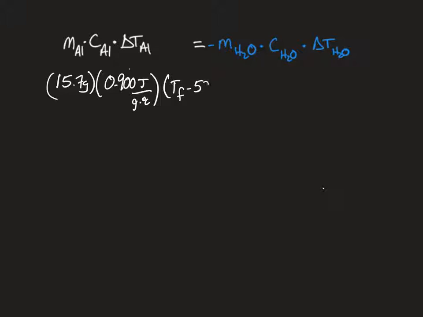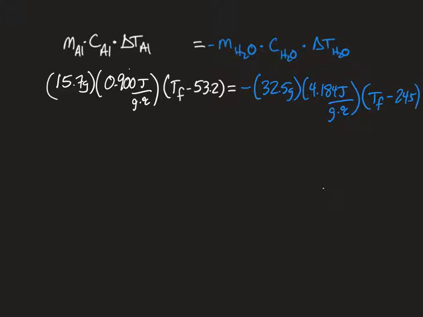So I'm putting in here the mass of aluminum, the specific heat of aluminum, which I looked up. I don't know the final temperature, but I know the initial temperature, so I can put that in for delta T. And then I can do the same thing for the water. Again, 32.5 grams of water, a specific heat of 4.184 joules per gram times degrees Celsius, and T final minus the initial temperature of the water. Remember that the T finals are going to be the same because we are at thermal equilibrium.